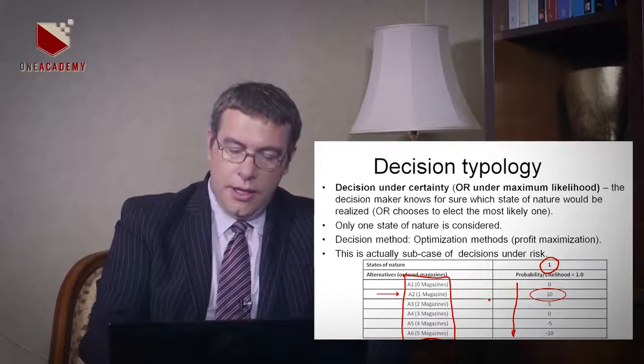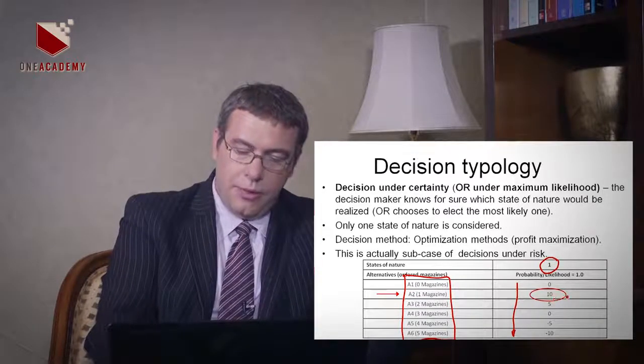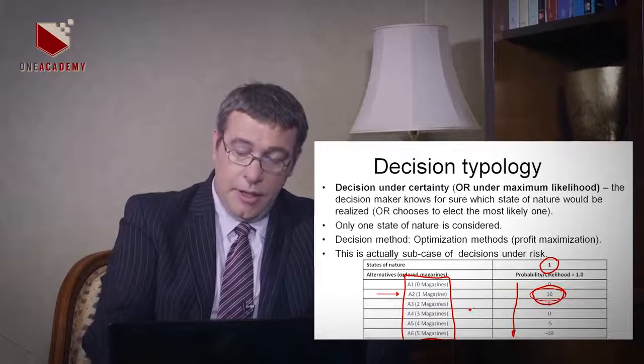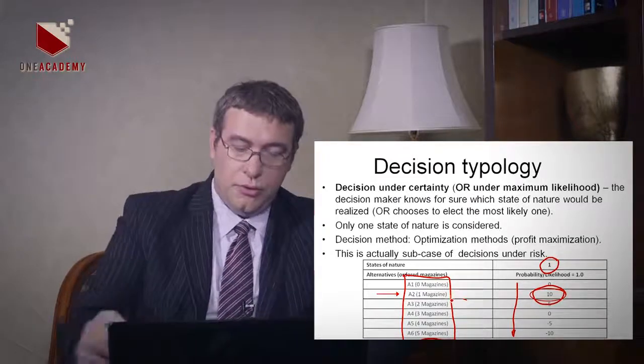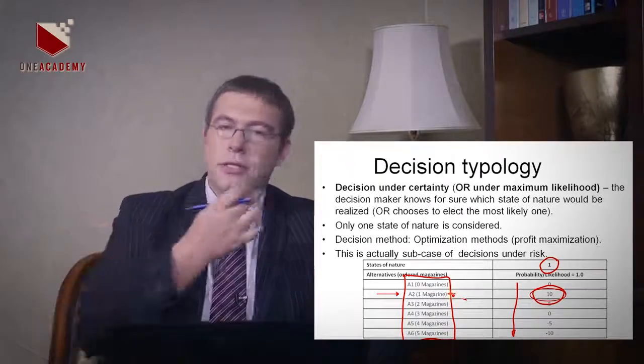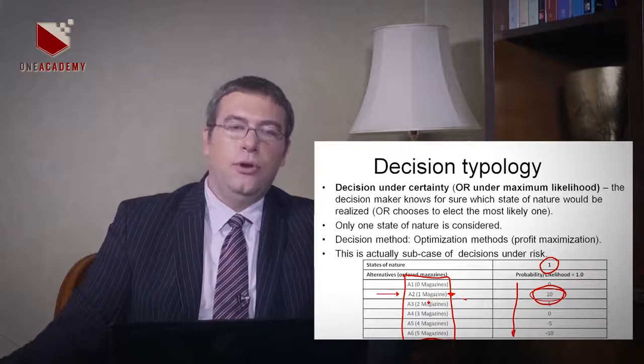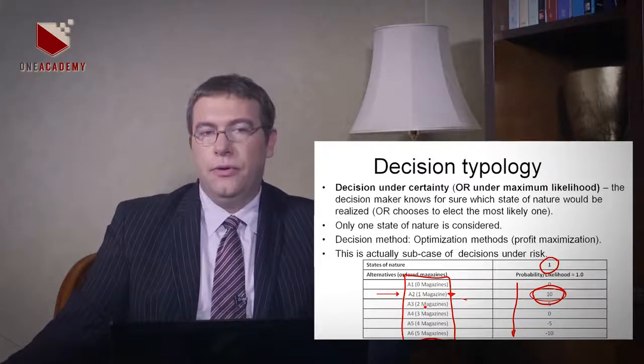Well, first of all, the maximum profit we have is 10, which corresponds to the alternative of ordering 1 magazine. And of course, this is obvious. If I know that for sure there is only 1 customer to come, I'm only going to order just 1 magazine to sell to him.